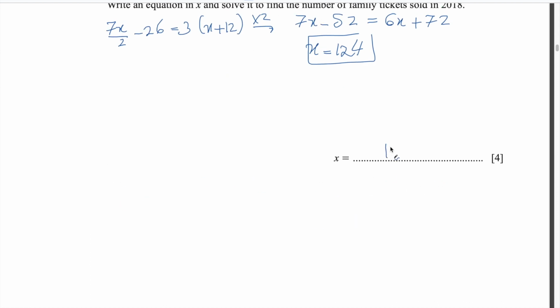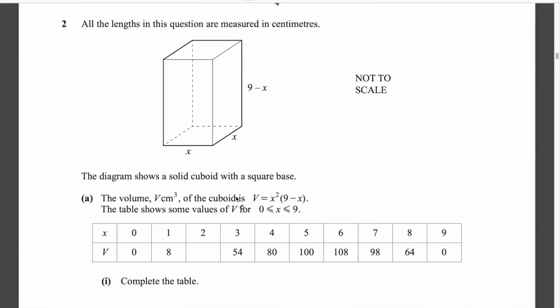So it is 124. Question number 2, it says all the lengths in this question are measured in centimeters. The diagram shows a solid cuboid with a square base. It says the volume V centimeter cubed of the cuboid is V equals x squared times 9 minus x.